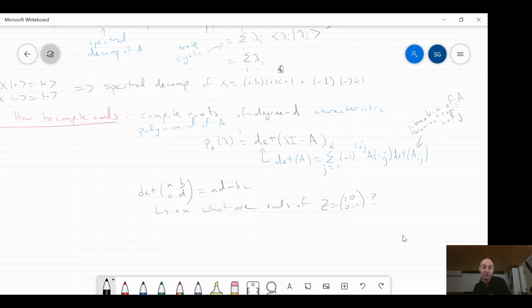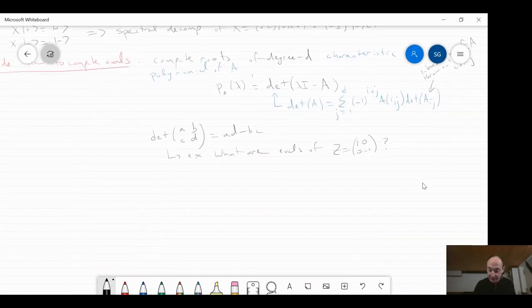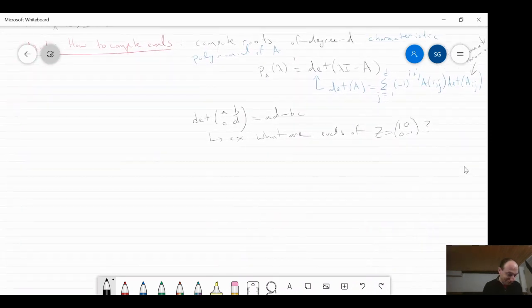For 2x2, it's very easy. The determinant is clean. But like I said, more generally, we won't actually go through the characteristic polynomial. A lot of times we'll be able to just guess the eigenvalues by clever observations. Okay, last observation to close this lecture.